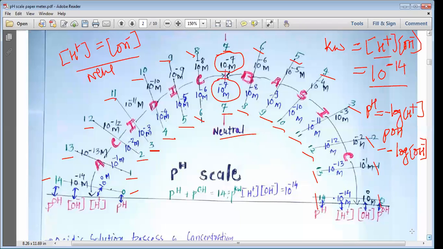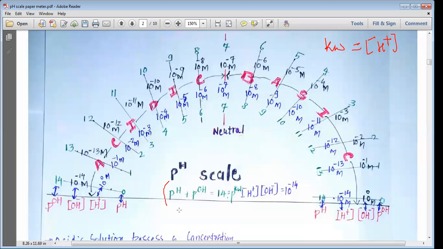So my dear students, we can easily write that always pH plus pOH is equal to 14. Please remember that pH plus pOH is equal to 14.